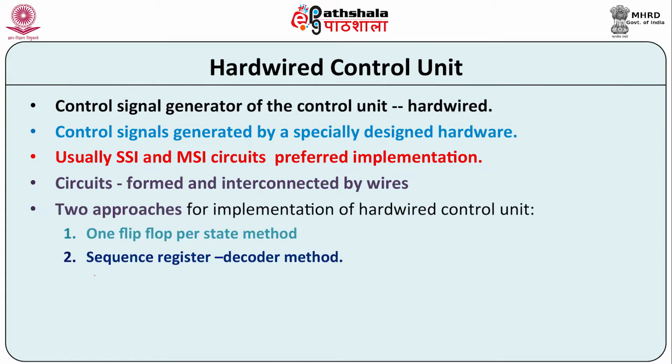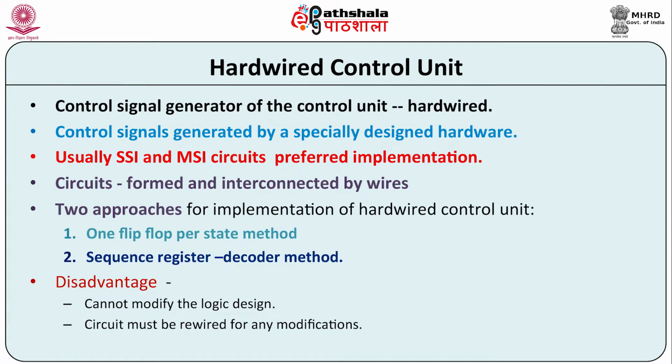There are two approaches for implementation of hardwired control unit. First, one flip-flop per state method, and second, sequence register decoder method. Once the connections of these logic circuits are made, then we cannot modify the logic design. If any modification or changes are required, then the circuit must be rewired to fulfill the requirements. Let us now discuss the one flip-flop per state method.